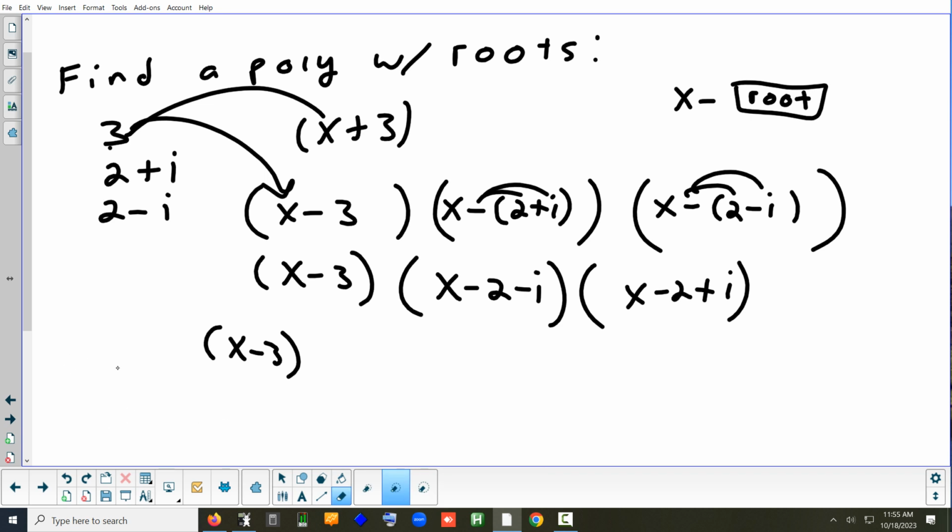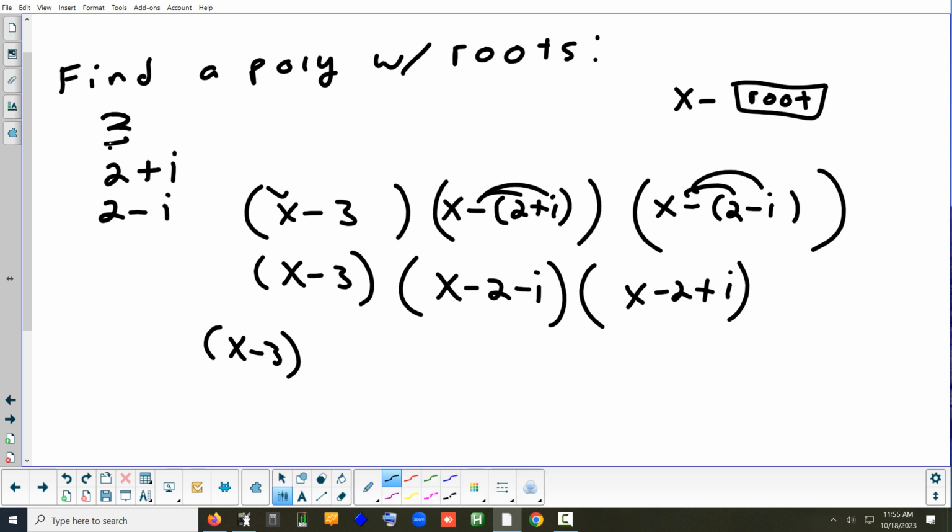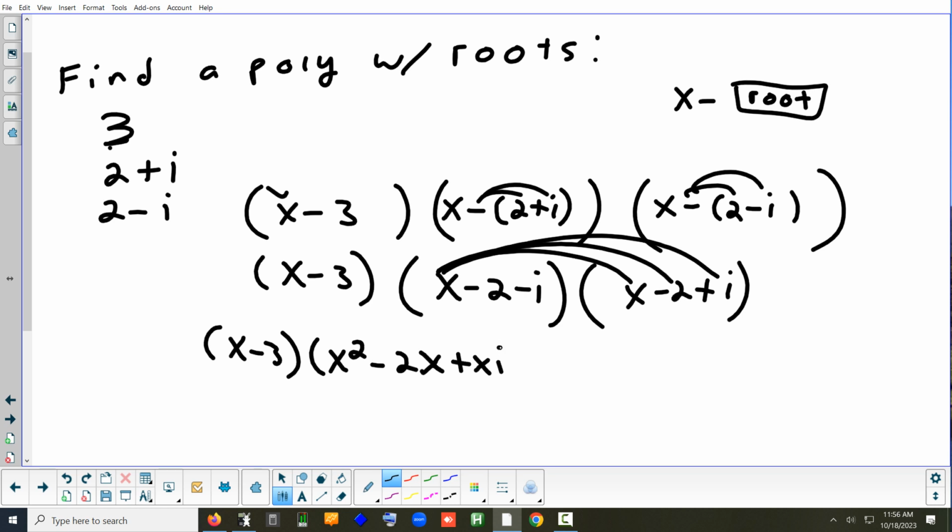Okay, so now let's distribute this out. One step at a time. What's x times x? x squared. What's x times negative 2? Negative 2x. And what's x times i? xi. Yeah, we just write xi. And I told you, everything with an i is going to disappear. So keep going and watch what happens.